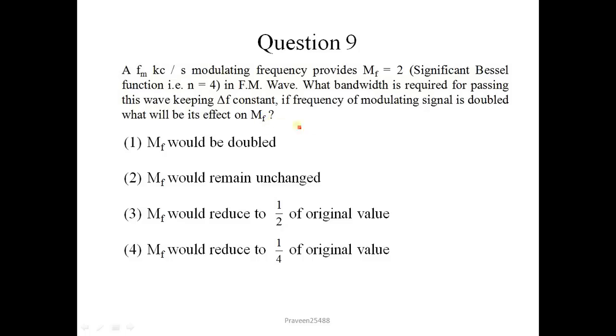So from the formula of modulation index, which is equal to del f upon FM, by keeping del f constant, just double the FM. So from here we will observe that M is reduced to half of its original value. So correct answer is 3rd. Another thing was asking this question that what bandwidth is required for passing this wave. Easily we can find the bandwidth using Carson's rule, which is equal to 2 into del f plus FM.